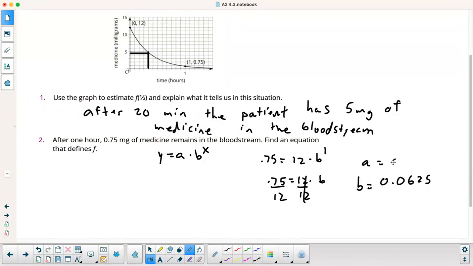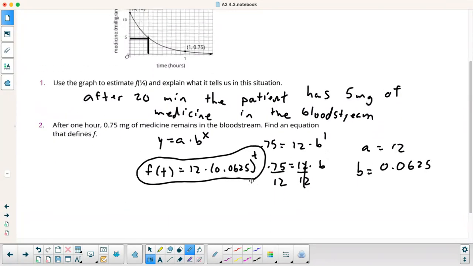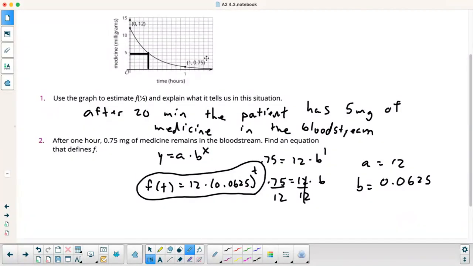My A was 12. So then I just write my function. So instead of using X, I'm going to use F of T because it said to use T. It's 12 times 0.0625 to the T power. Okay. These are pretty easy when they give you this point that's 1. They get a little bit harder if they're a different value other than 1 there for your second point.